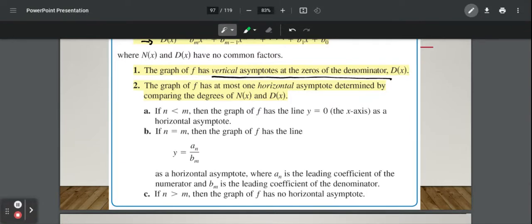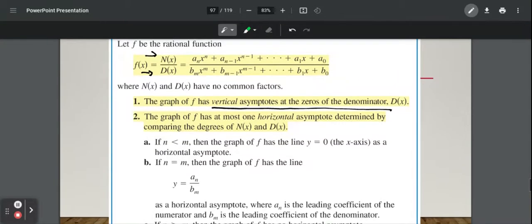The way that you find the horizontal asymptote is that if the degree of your numerator is less than the degree of the denominator, then the x-axis is a horizontal asymptote. So when you look at it, if your denominator has a higher degree, then your horizontal asymptote will be y equals 0, or the x-axis.